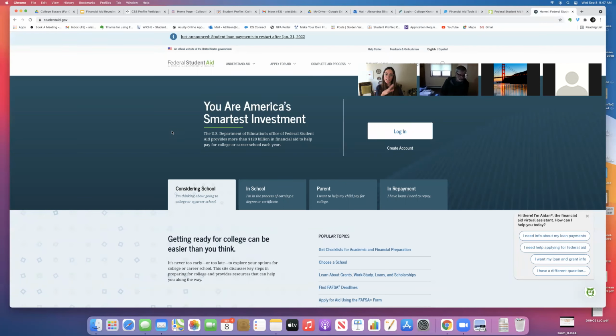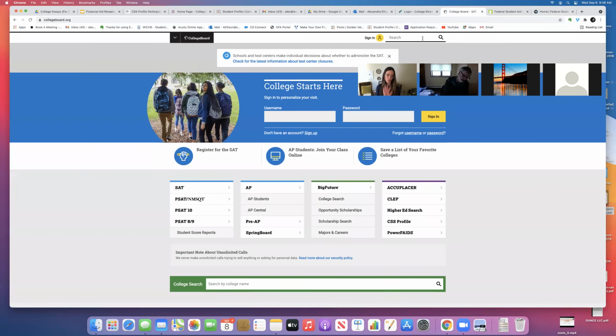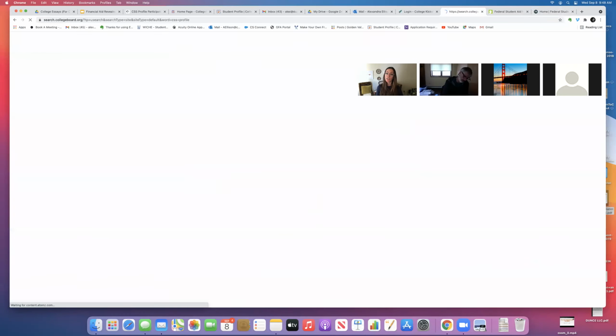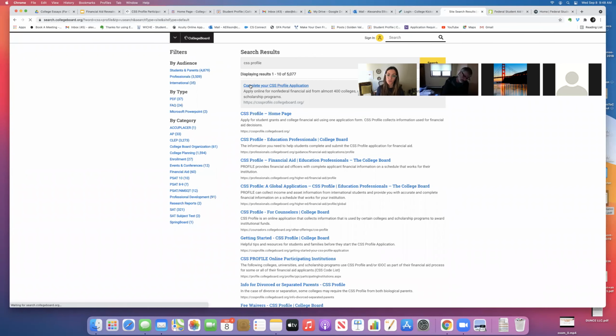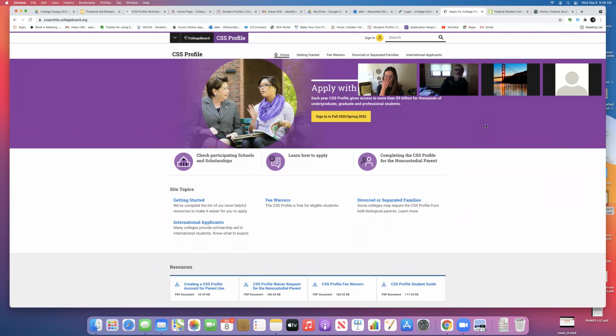So the technical FAFSA deadline is a long ways away from now, but I want to stress that for current seniors, you do want to get this submitted before your student's first college deadline. And the same goes for the CSS Profile. The CSS Profile is on the College Board website, and you can just go to the main College Board website and type in CSS Profile and you'll find it. That's where you find the list of schools that use the CSS, and you can create your account there in October.